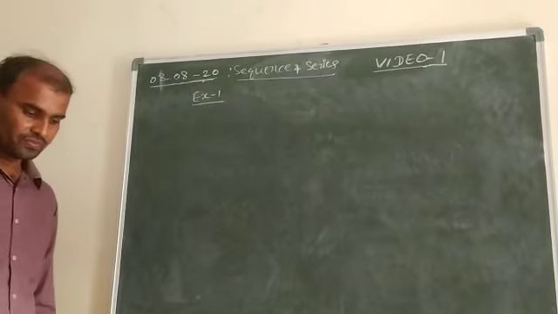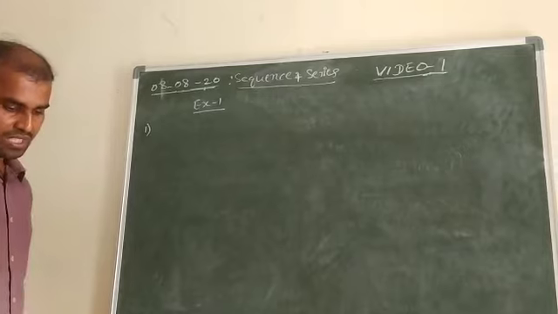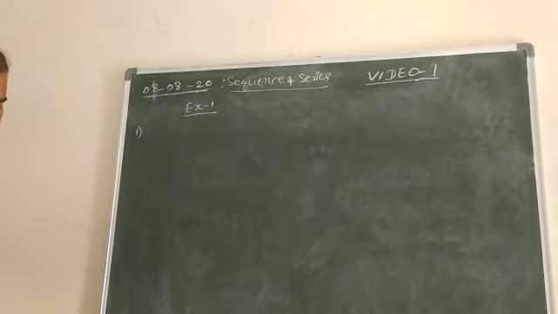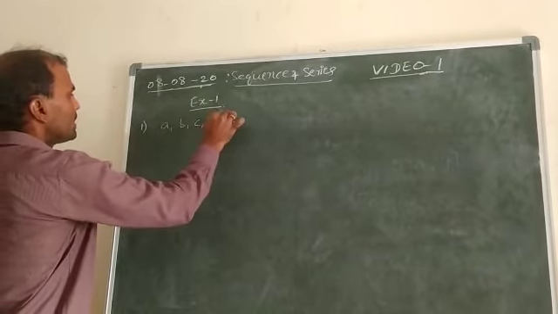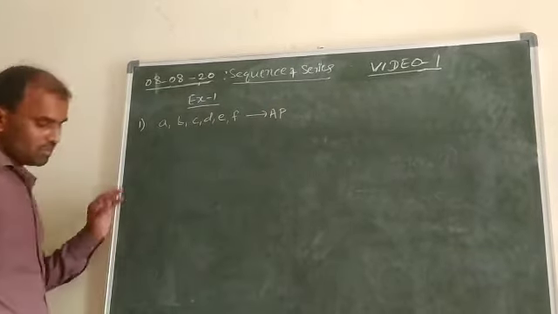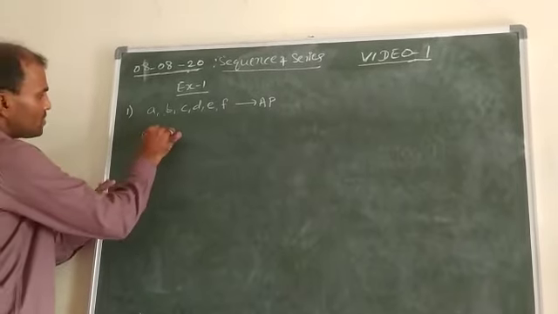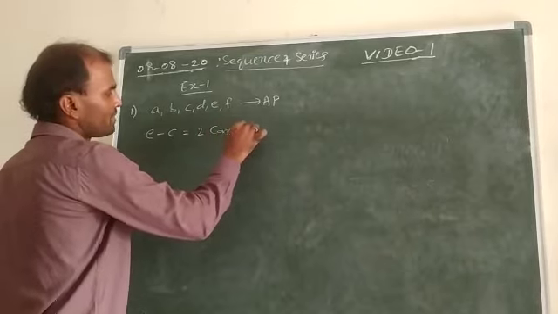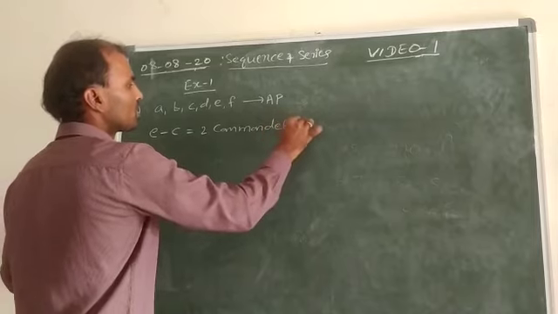Next, exercise 1, first bit. If a, b, c, d, e, f are in AP, then e minus c. What is given? A, b, c, d, e, f are in AP. Then the value of e minus c comes to 2 into common difference. This is the formula, 2 into common difference.